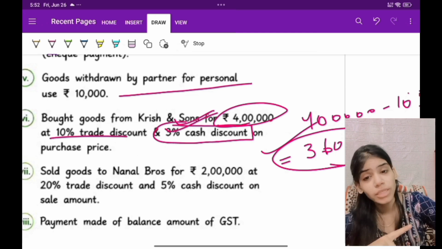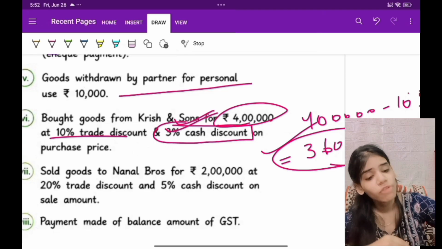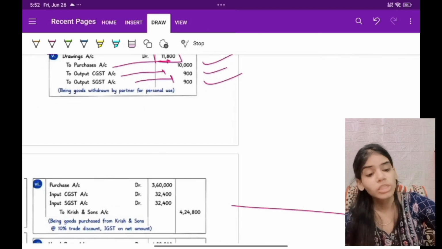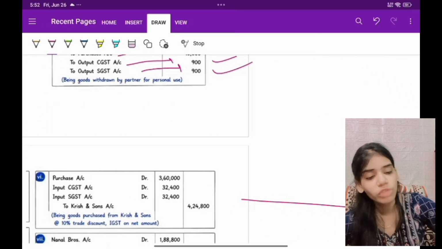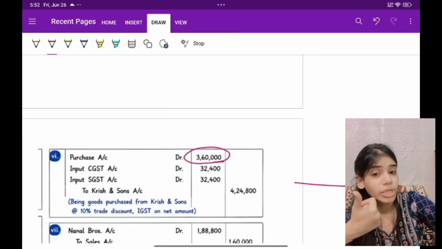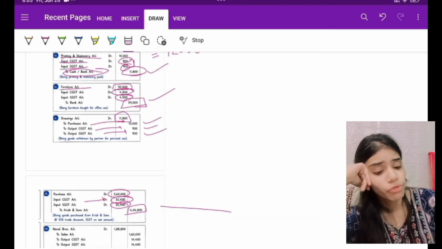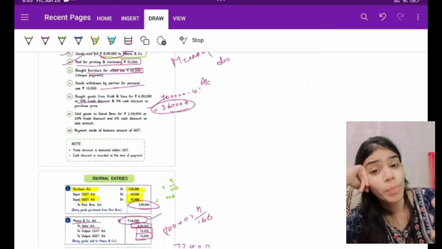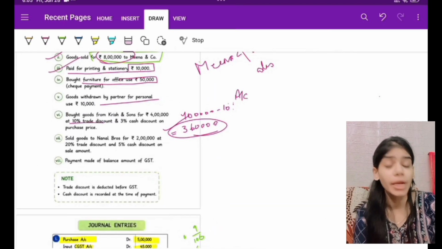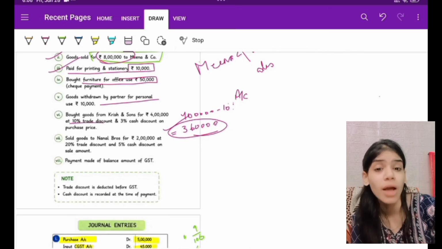Now on this 3,60,000 we have to pay 9% CGST and 9% SGST, which will amount to 32,400. So here the journal entry will be purchases account debit, that is 3,60,000, after deducting that trade discount, CGST of 9% on 3,60,000, that is 32,400, SGST 32,400. Now this amount of 4,24,800 which we have to pay Krish and Sons will be paid after deducting the 3% cash discount that has been mentioned in the entry.